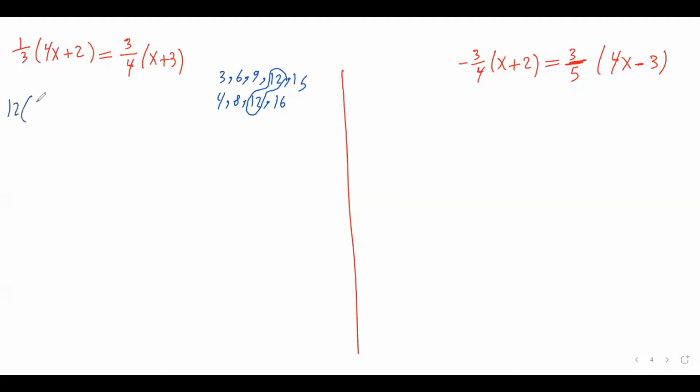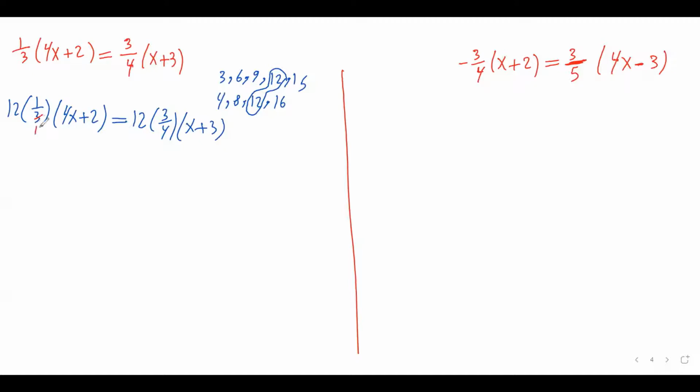So 12 times 1 over 3 times 4x plus 2, that's my left side. And on the right side of the equation, multiply 12 by 3 over 4 bracket x plus 3. And now let's simplify these fractions and get rid of them.